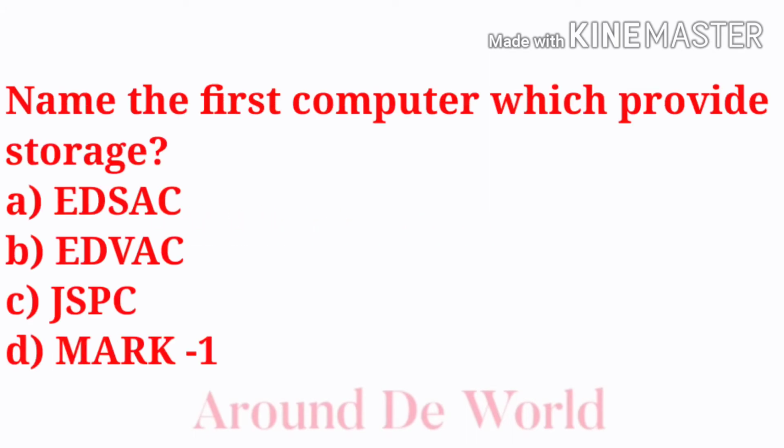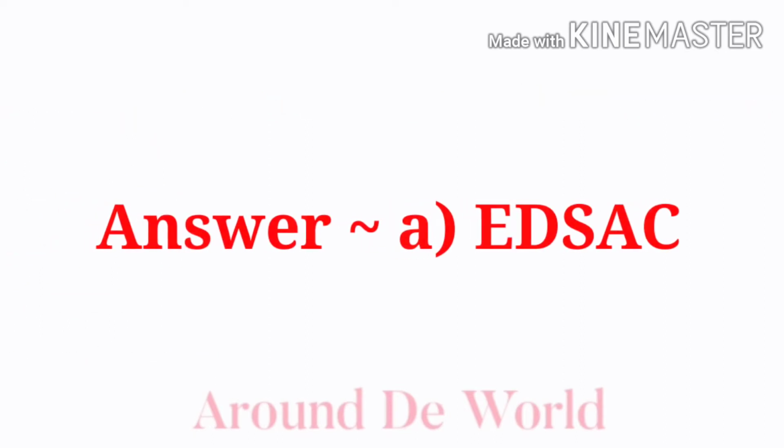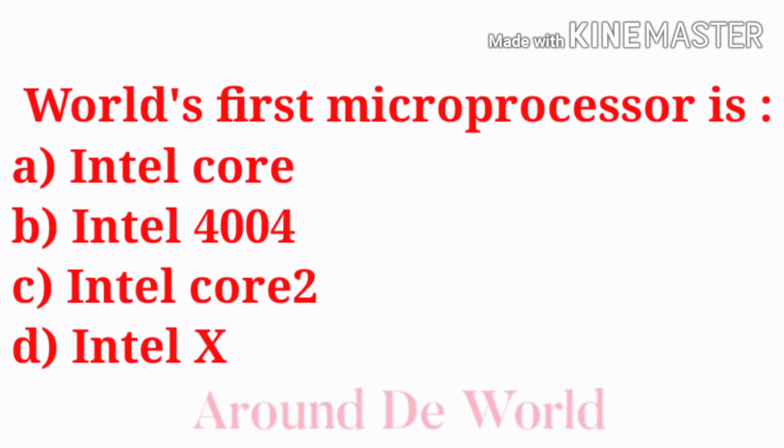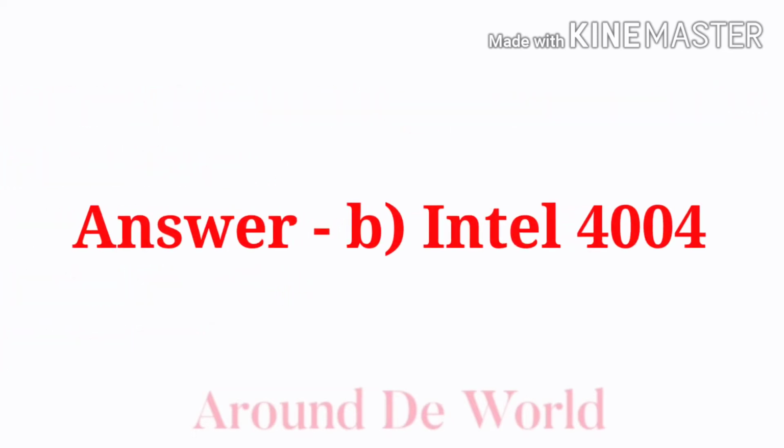Name the first computer which provides storage. A. EDSAC, B. EDVAC, C. JSPC and D. Mark I, and the correct answer is option A. EDSAC. World first microprocessor is A. Intel Core, B. Intel 4004, C. Intel Core 2 and D. Intel X, and the correct answer is option B.